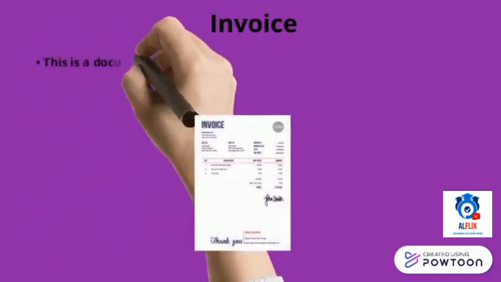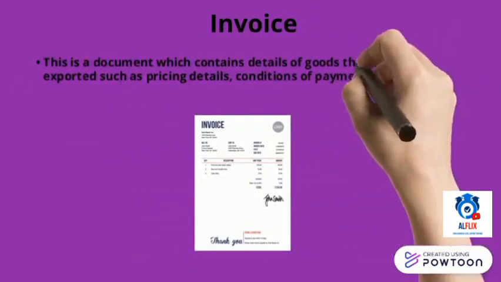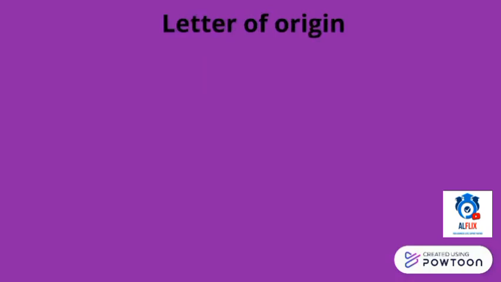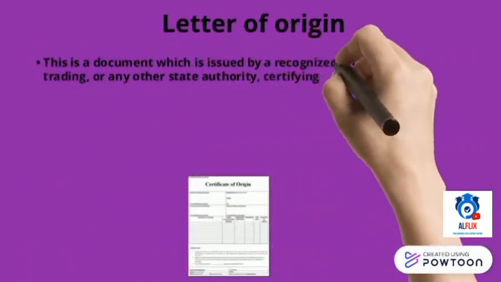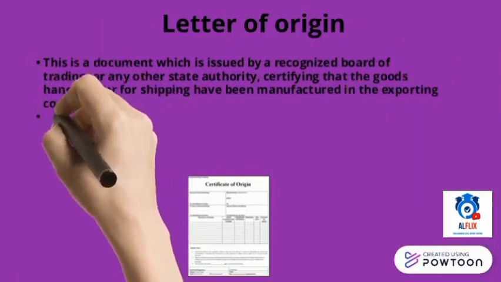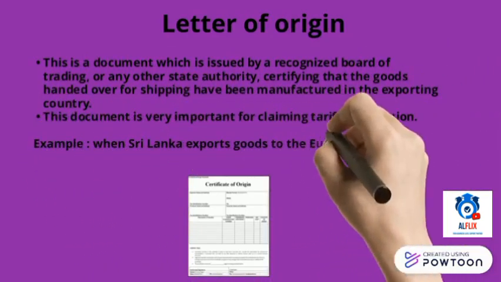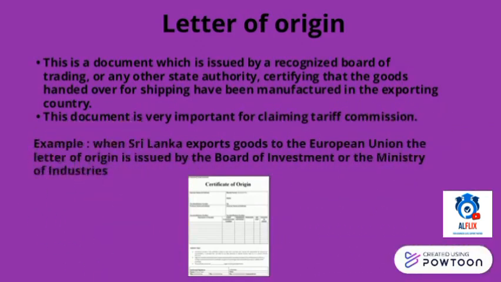Invoice. This is a document which contains details of goods that are being exported, such as pricing details, conditions of payments, shipping route, terms and conditions, etc. Letter of origin. This is a document which is issued by a recognized board of trading or any other state authority certifying that the goods handed over for shipping have been manufactured in the exporting country. This document is very important for claiming tariff commission.